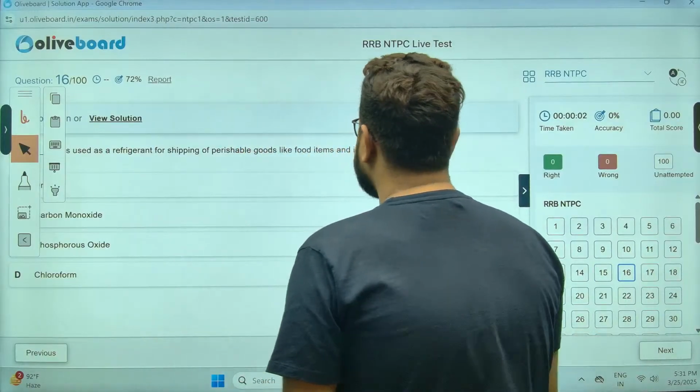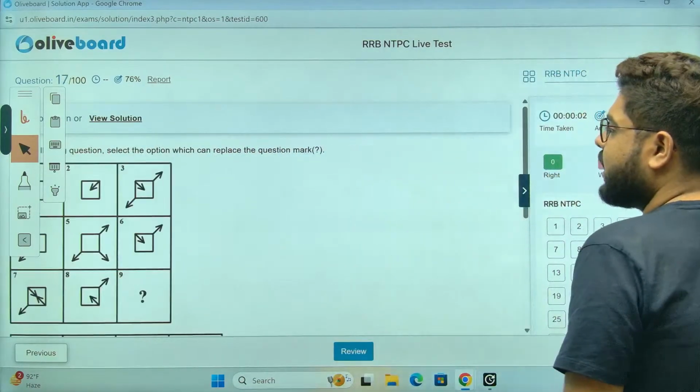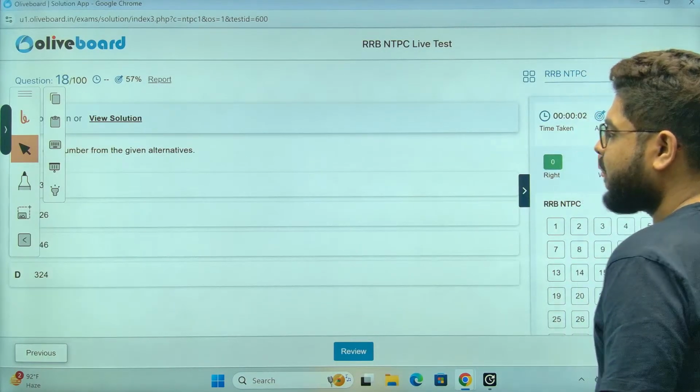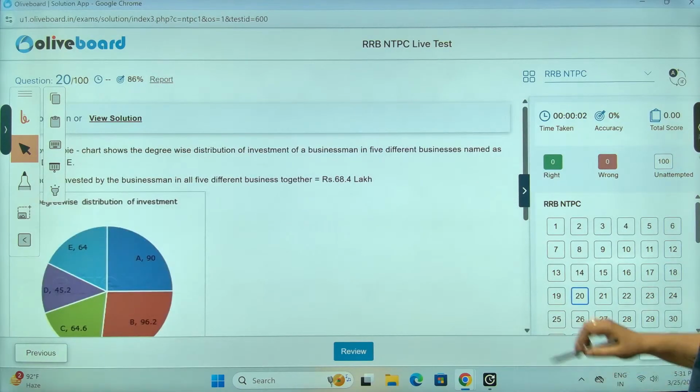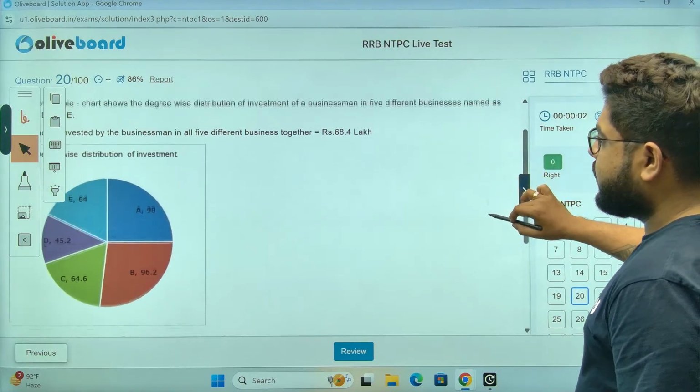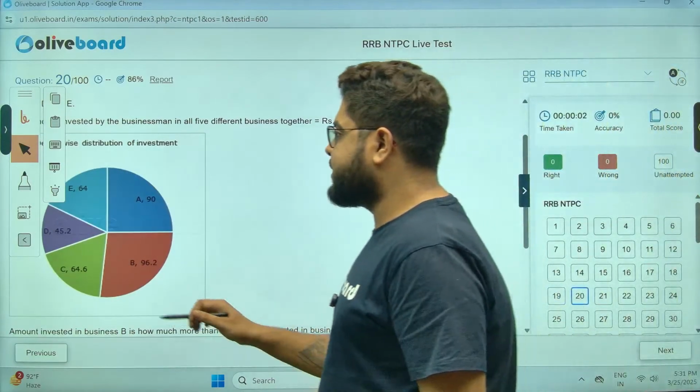Next one, sir. ये तो मेरे से नहीं होने वाला. ये भी बिल्कुल नहीं. This is also. चलो हटाओ. अच्छा. चलो, sir. Let's do this.